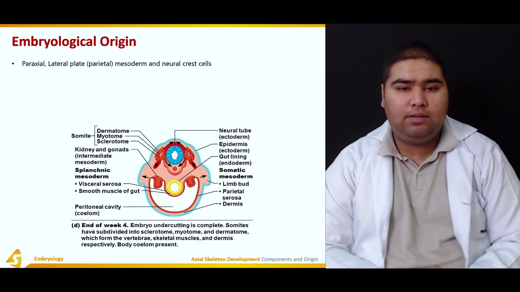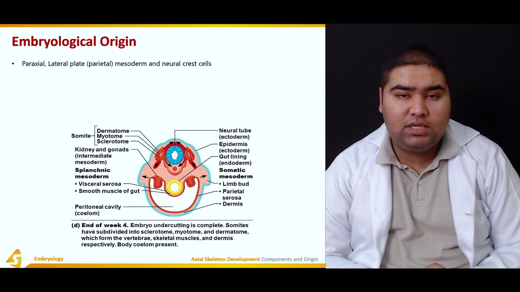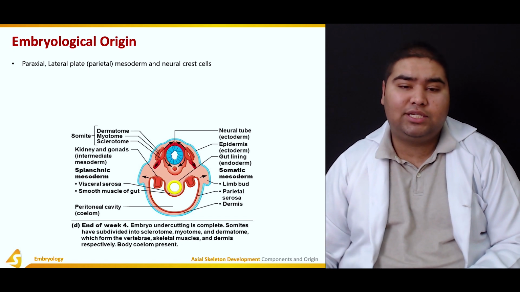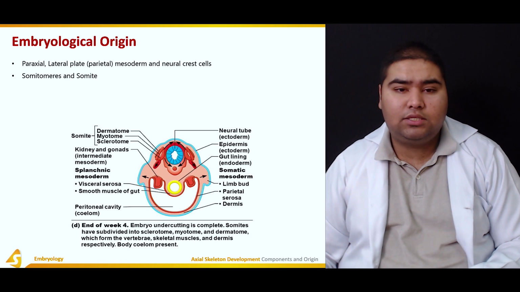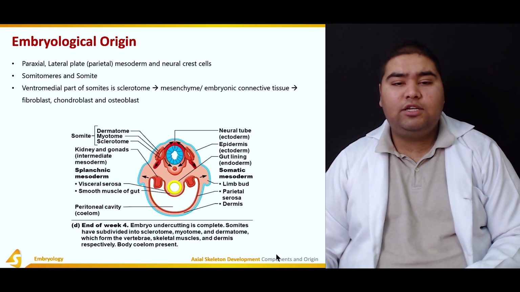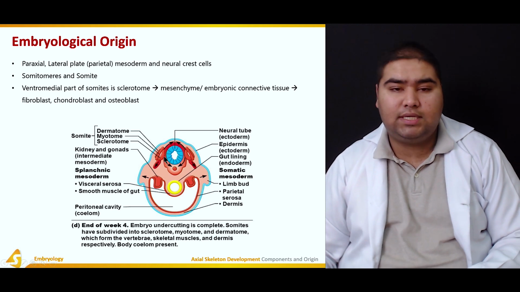Paraxial, lateral plate, and mesoderm and neural crest cells are the sources from where the axial skeleton originates. They unite to form somites and somatomeres. The ventromedial part, here in this figure, this is the ventromedial part.